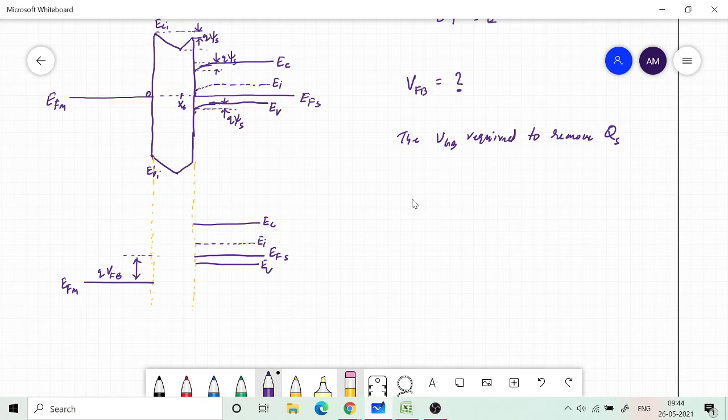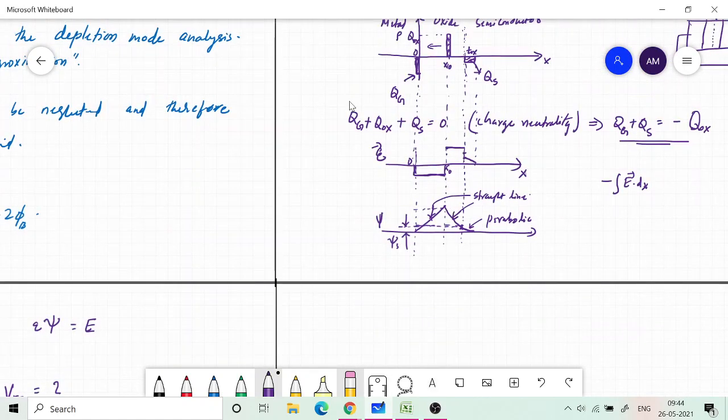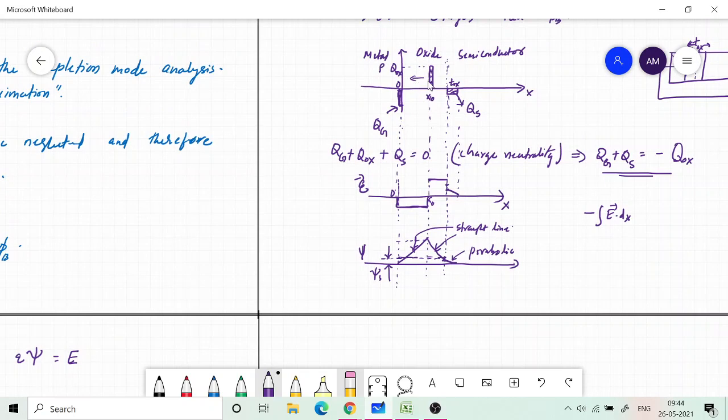Okay, because already positive charge is inside. So let me go back to this. Okay, so there is positive voltage here at X0 and positive charges in X0, and there is negative charges in QG and semiconductor. So in order to make the bands flat, we need to remove QS to 0.